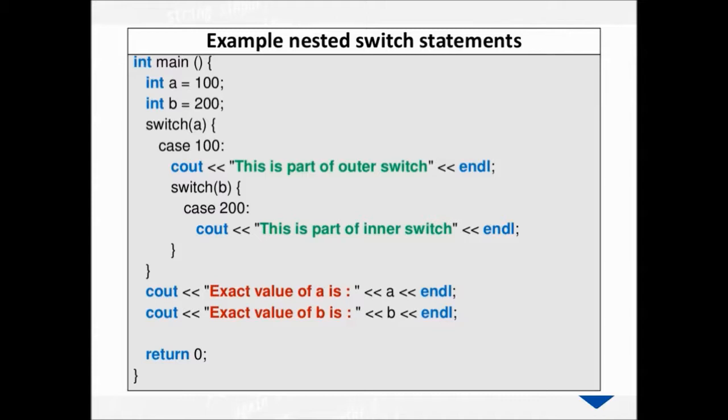First of all, we need a variable. We declare variable a and store 100 in it, and we declare a variable b and store 200 in it. Then we use a switch statement, and under the switch statement we write case 100, this is part of the outer switch. Before exiting our switch statement we write another switch statement inside our previous switch statement, which is switch b and case 200, and in that we write this is part of the inner switch. Then it displays the exact value of a and the exact value of b.